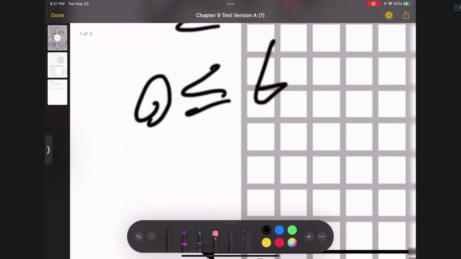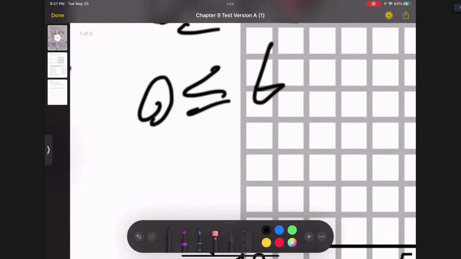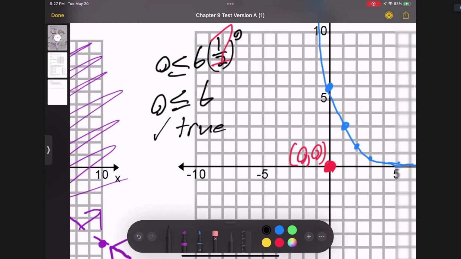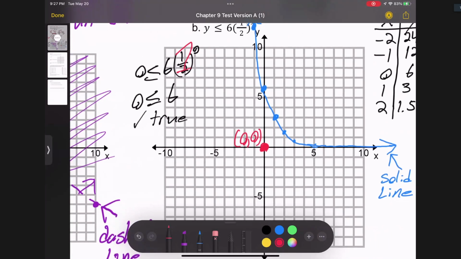Is this true? Is 0 less than or equal to 6? It says or equal to. It doesn't have to be equal to. Just, is 0 less than or equal to 6? Yes, it is. You get your little check mark. It is true. So that means this side gets a green light. That means I got to shade in this direction.